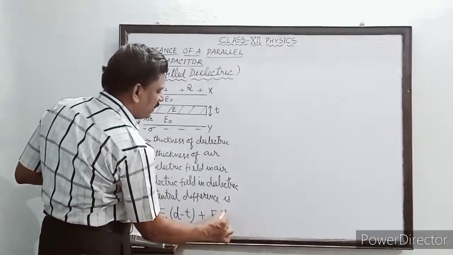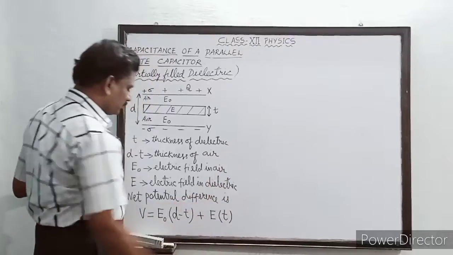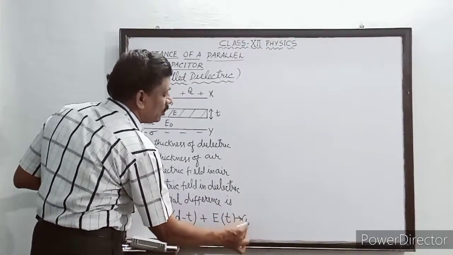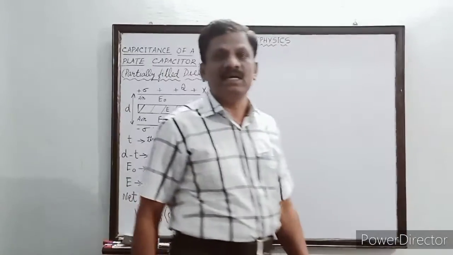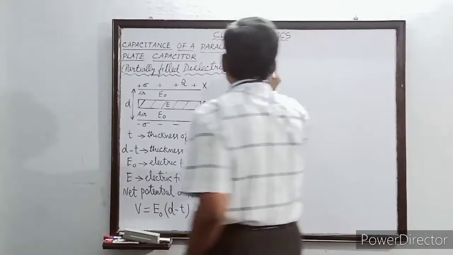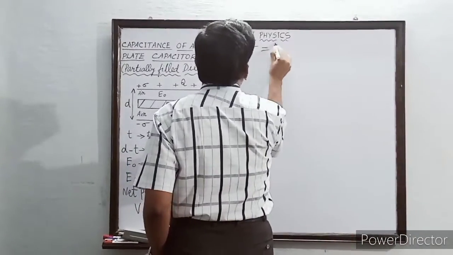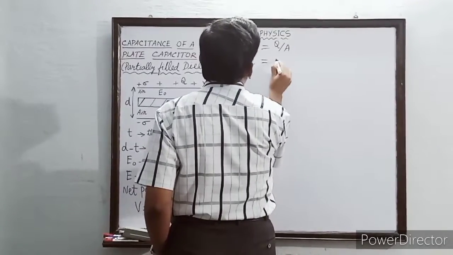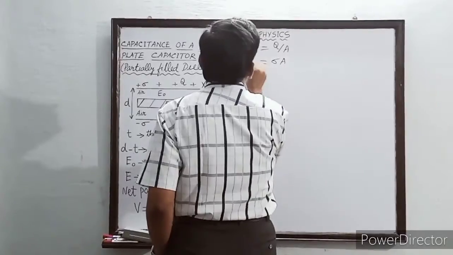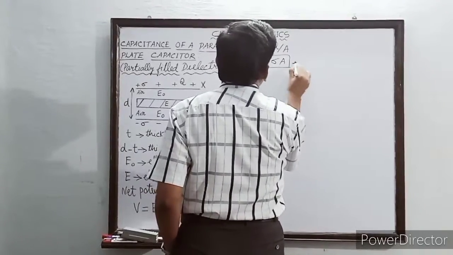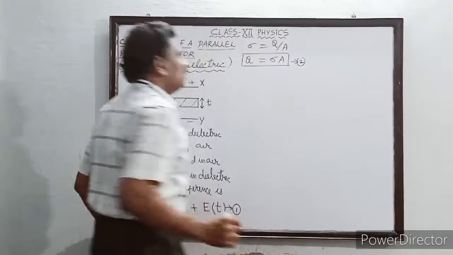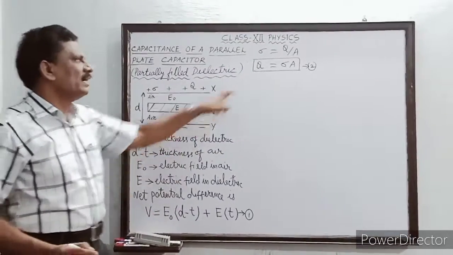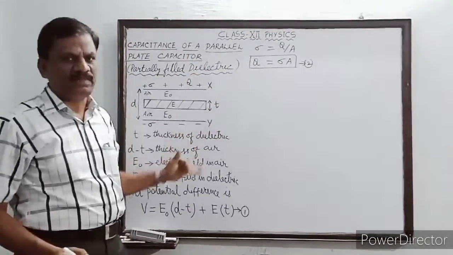So this is E into t. This is the expression for the potential difference between the two plates. Understand? And as usual, sigma is equal to Q by A. Therefore, Q is equal to sigma into A. So this is equation 2. So we have got expressions for the potential difference between the two plates and the charge stored on each plate.